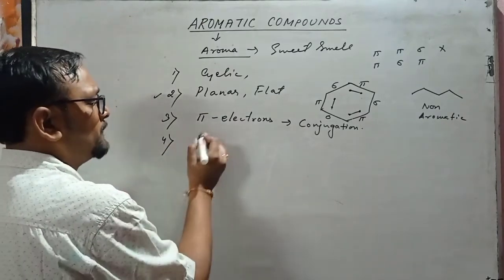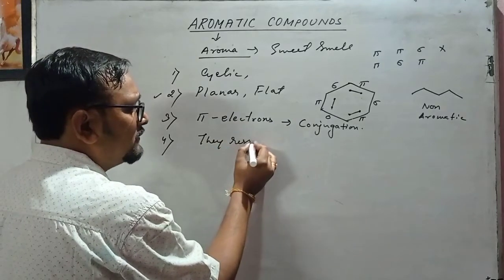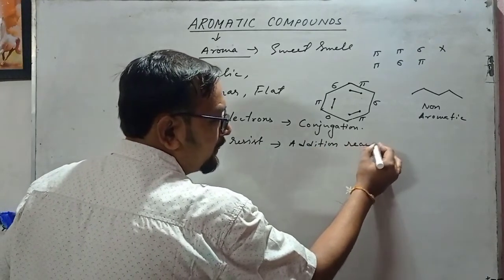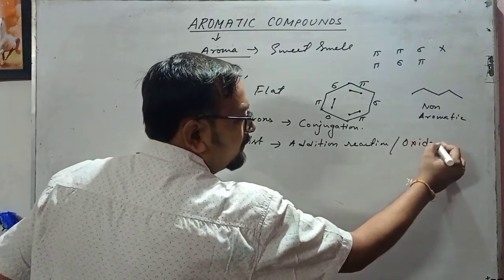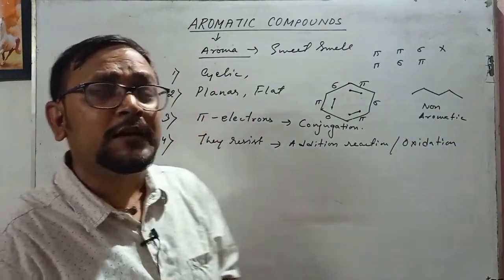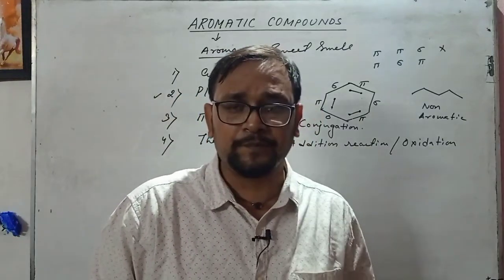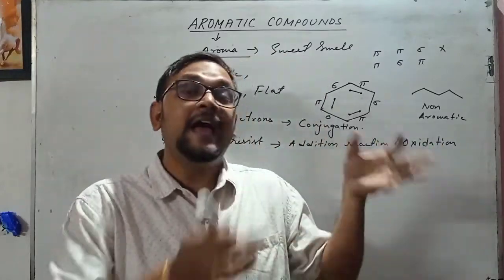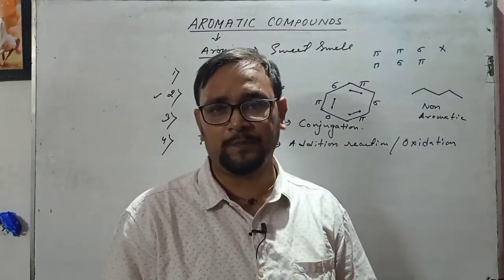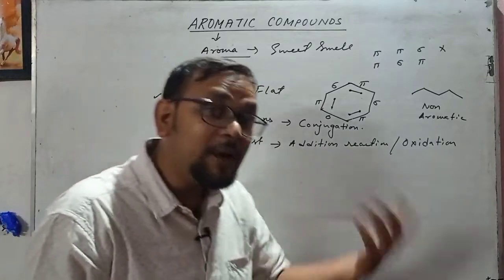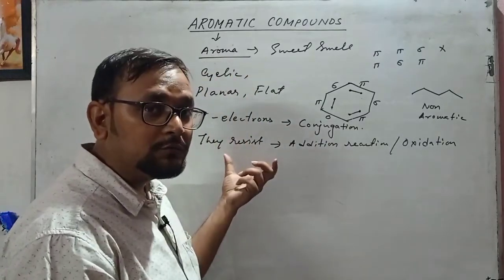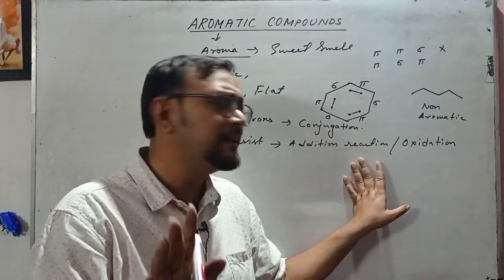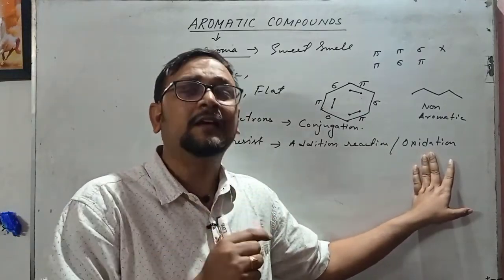The fourth important point is that they resist addition reaction and oxidation. These types of compounds do not go for addition reactions, which we have normally seen in the case of multiple bonds. For example, alkene and alkyne, we have seen they go through direct addition reaction, and they can be easily oxidized also. But if the compound is aromatic, it will resist addition reaction. They will not go through addition reaction or oxidation normally, like unsaturated compounds.